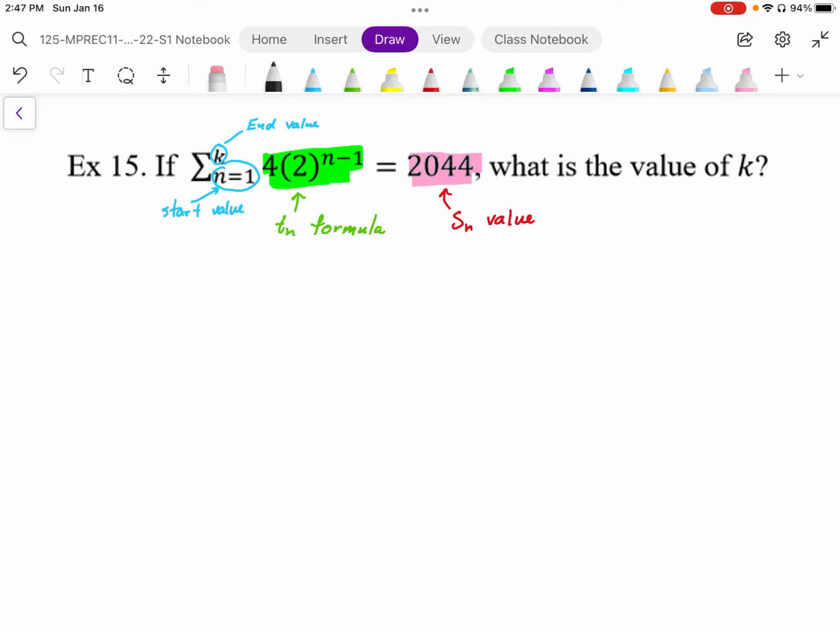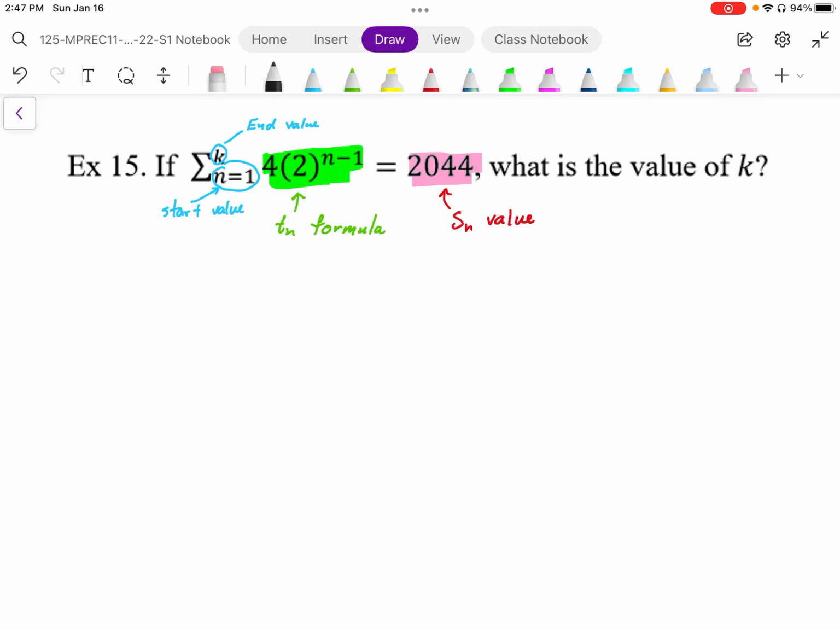Question number 15 is a sigma notation problem. The way the sigma notation works is this green part, the expression inside the sigma notation, represents the Tn formula. So this calculates each individual Tn term.